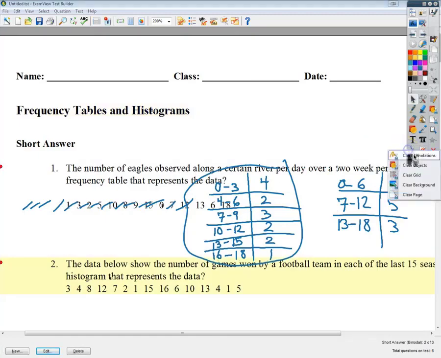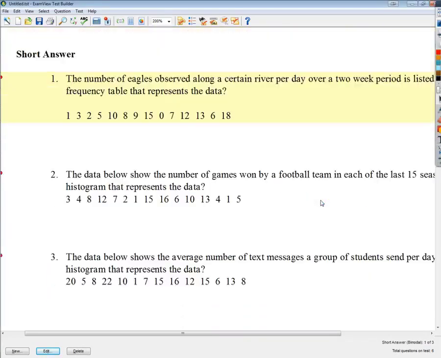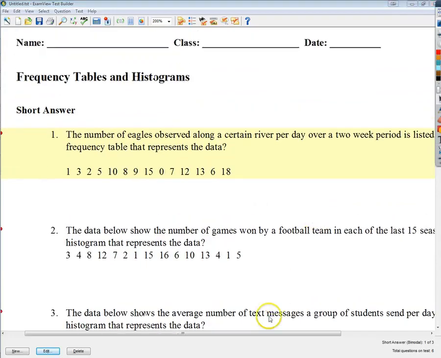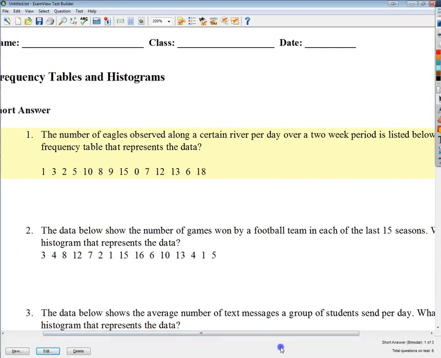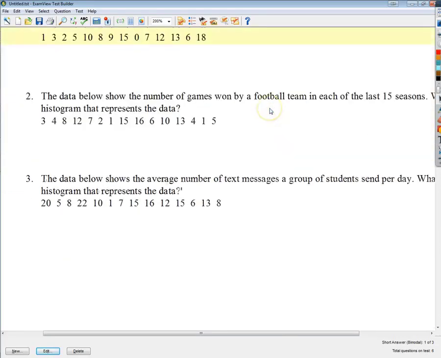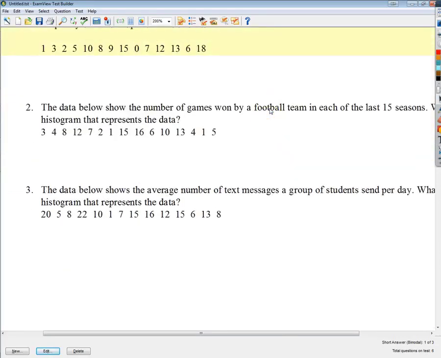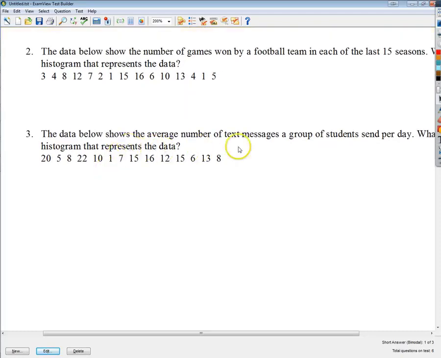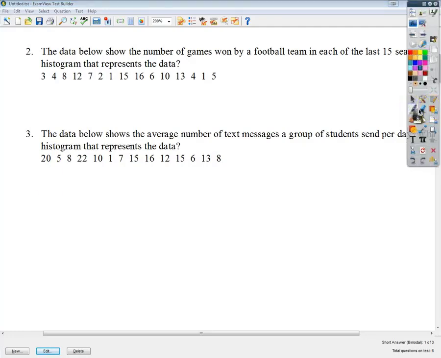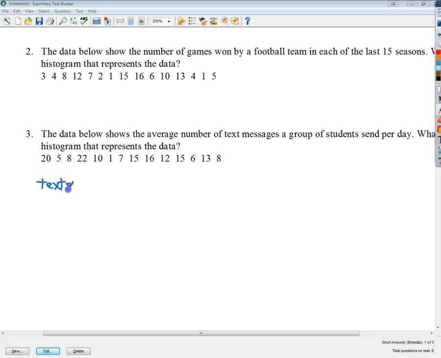So that's that one. Number 2, the data shown below shows the number of games won by a football team in each of the last 15 seasons. I need to make a histogram. To make a histogram, you have to start out making a frequency table, because they're very closely related. One's just another version of the other. Actually, I might do the data below that shows the average number of text messages a day. That would make more sense, just because it gives me more room to work it. So this is texts per day, and then my frequency.